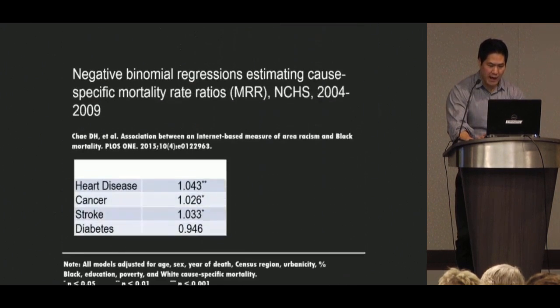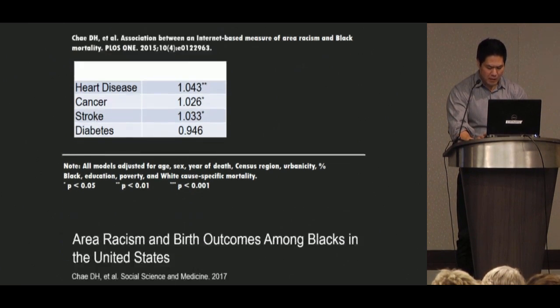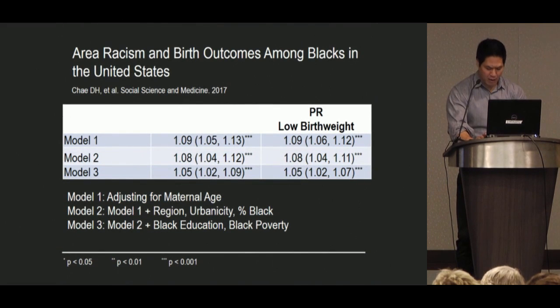We then looked at specific causes of death and found significant relationships with the three leading causes of death among blacks, that is heart disease, cancer, and stroke. In another study, we looked at birth outcomes and found significant associations with both preterm birth and low birth weight among black mothers.